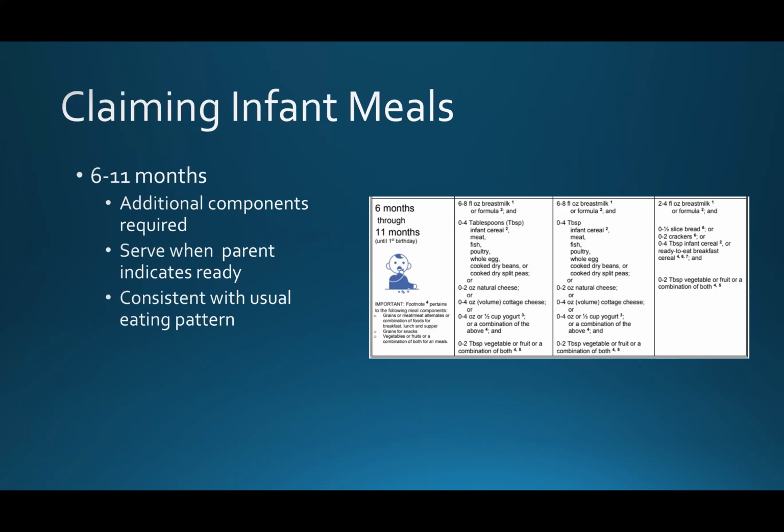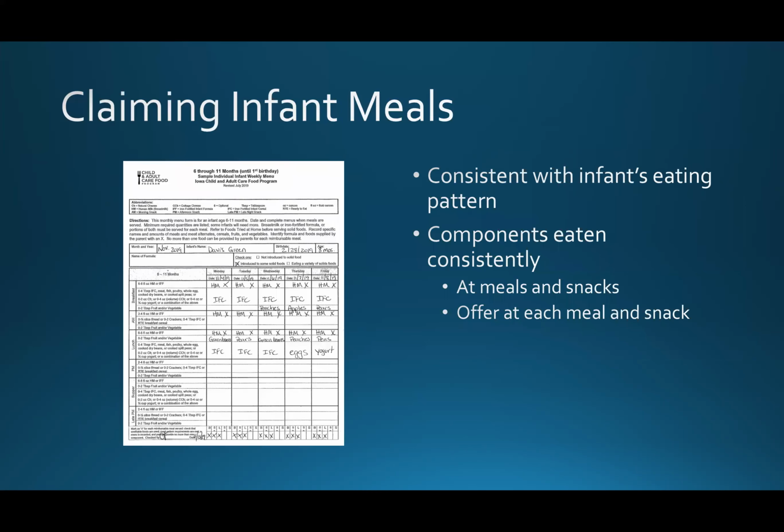Each component only needs to be served after the parent indicates their infant is ready for it, at the meal consistent with their usual eating patterns. For example, an infant may eat fruit one week and not the next, or they may be served a fruit or vegetable at breakfast only. Meals should not be disallowed if a food is offered one day and not the next, or is not served at every meal, if this is consistent with the infant's eating pattern. If an infant is consistently eating a meal component at meals and snacks, you must offer it at each meal and snack.